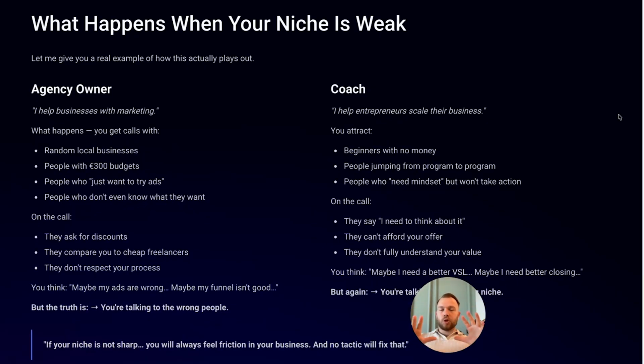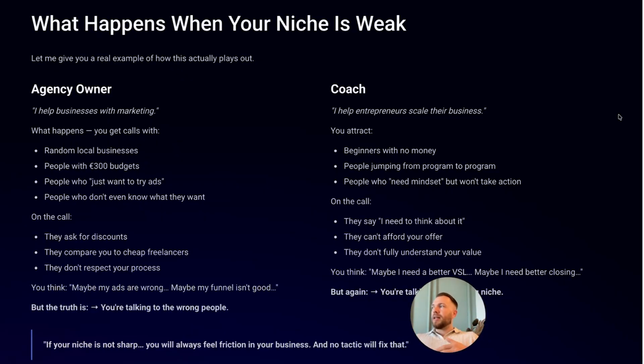I'll just give you some examples of when your niche is weak. So the example on the left-hand side: if you're an agency owner and you say, I help businesses with marketing, what can happen is that you might get calls, but with random local businesses that are all different niches. You might get people with low budgets, people who just want to try ads, people who don't even know what they want, people who want to play you on the budget, do no cure, no pay. And on the call, they'll ask for discounts. They'll say you're expensive. They'll compare you to cheap people or lead comparison websites. They don't respect your process. And you might think, oh, my ads are wrong.